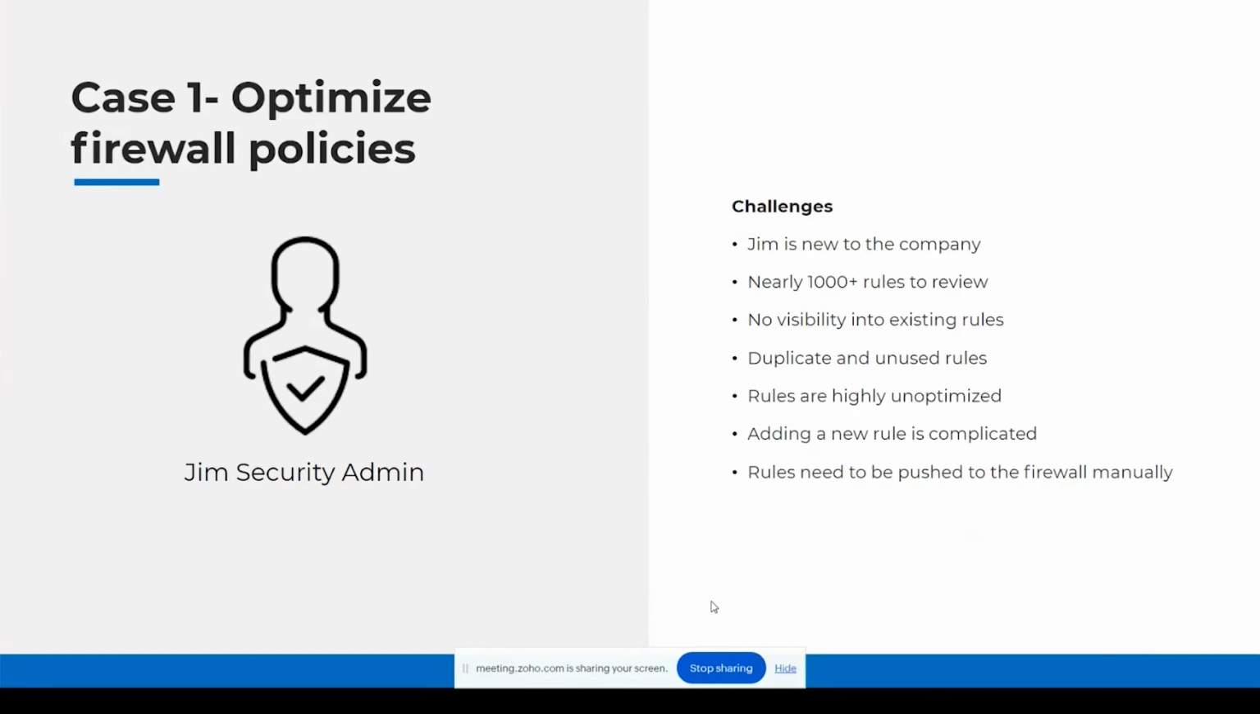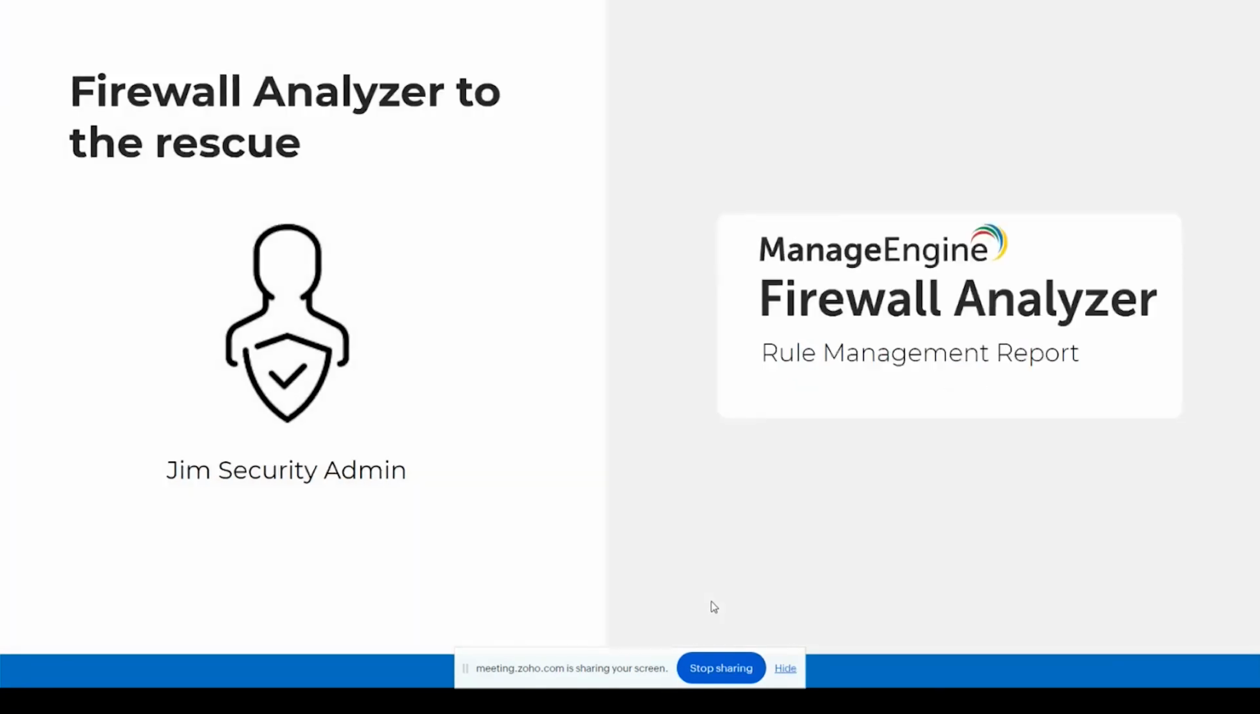He has to review each rule manually due to lack of visibility. There are many duplicate and unused rules. Also, more than one security admin has written these rules, which means the process is complicated, making the rules highly unoptimized. To add to that, any new rule that Jim adds might negatively affect the existing rule set. But doing all of this manually will take a lot of time and effort, increasing the chance of human error. Now let's see how Jim can use Firewall Analyzer to overcome these challenges.